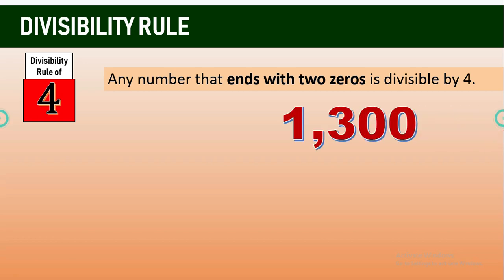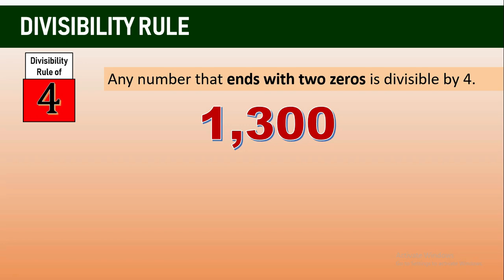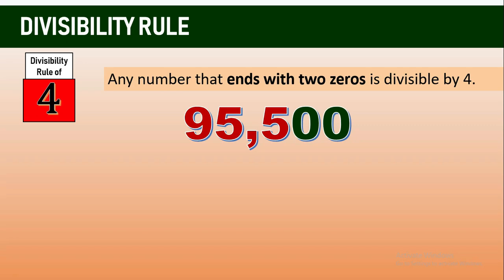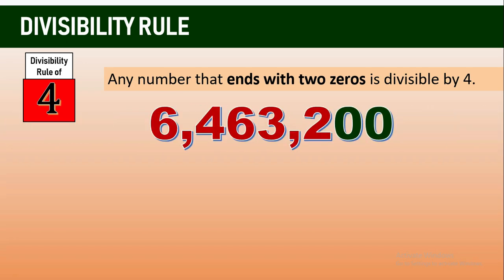For example, 1,300. It ends with 2 zeros. So, it is completely divisible by 4. Kahit i-check nyo pa sa calculator. Another example is 95,500. It also ends with 2 zeros, so it can be divided by 4 completely. Another one is 6,463,200. It can also be divided by 4. So, ang point dito, kahit gaano pa karaming number yan, as long as nag-i-end siya sa dalawang zero, it can be divided by 4.